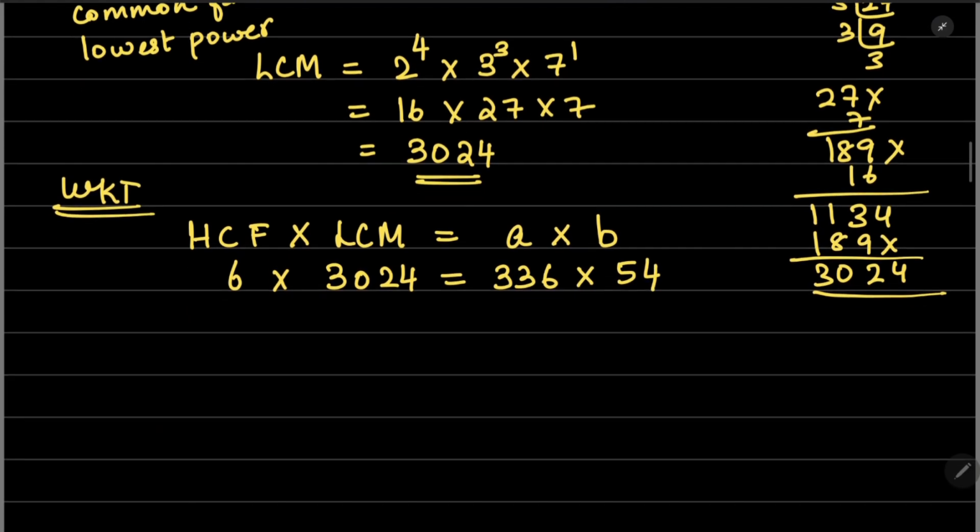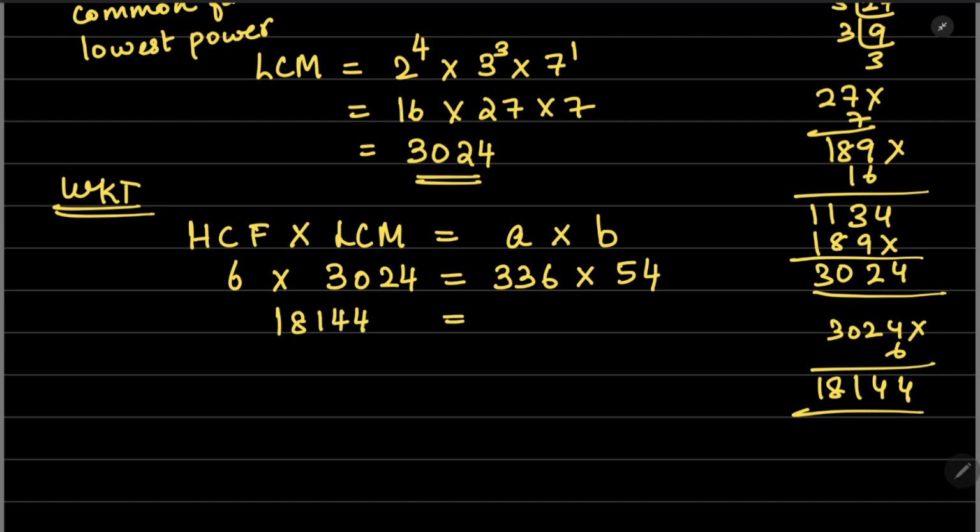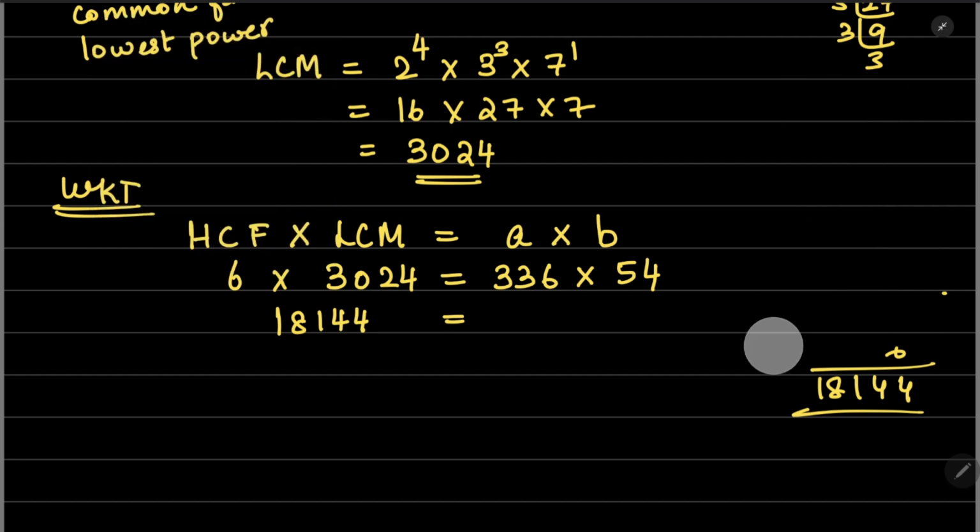So if you multiply 3024 multiplied by 6, what do you get? 6 4s are 24, 6 2s are 12, 13, 14 and then 6 3s are 18. So you get 18144, right? And then let's just multiply. I'm just going to rub this rough side so that I get some space.